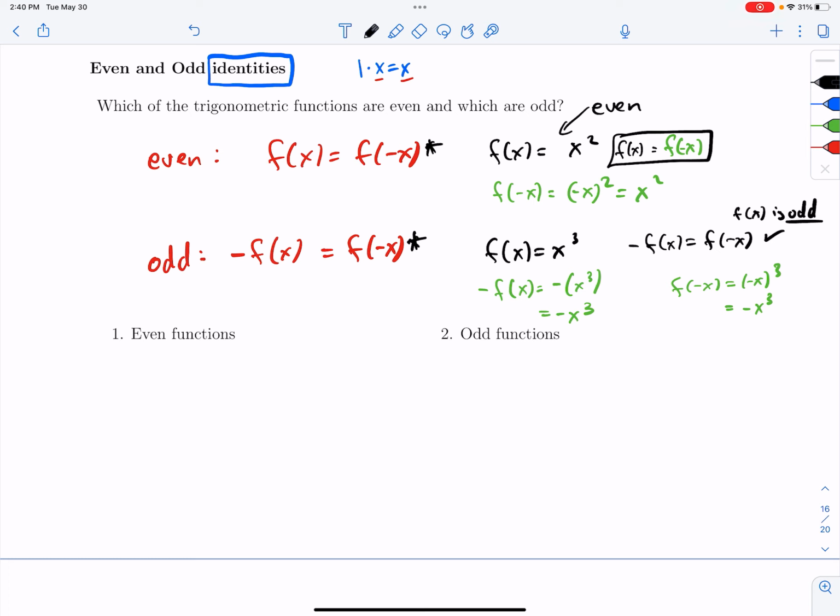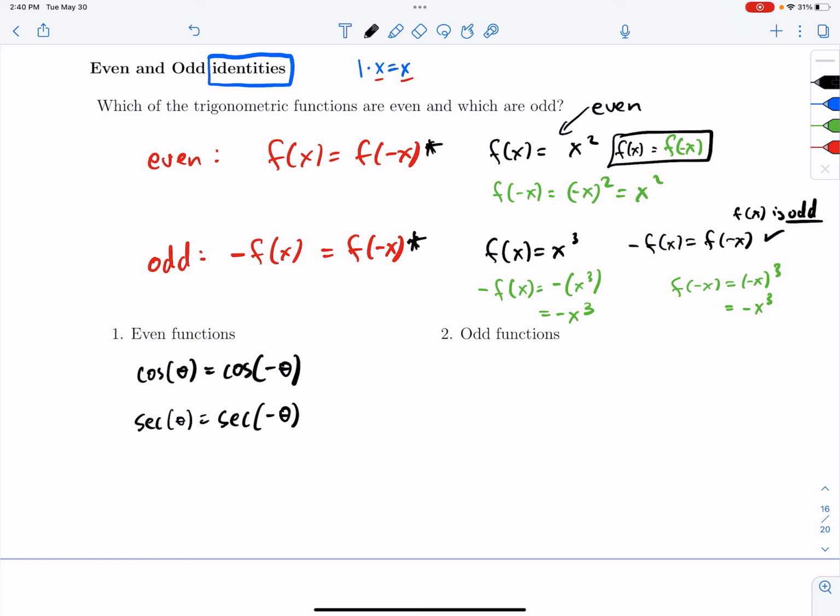All right, so of the 6 trig functions, some of them are even, some of them are odd. So cosine of theta is equal to cosine of negative theta. Cosine is an even function. And then the reciprocal of cosine is also an even function. So secant theta is equal to secant of negative theta. So those are the even functions.